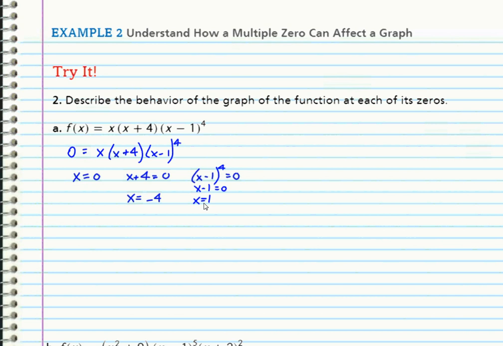But here's the problem. My degree here is 6. I have this one, and I have 4 here, so I need at least 6 answers, maybe. Because the degree of this polynomial, if you multiply everything out, is 6.